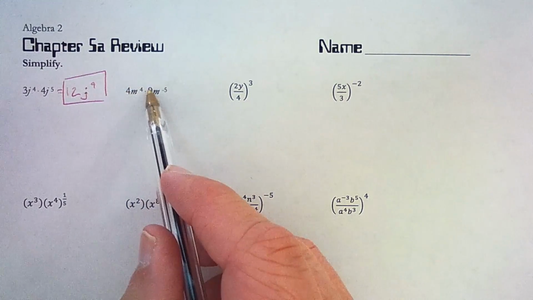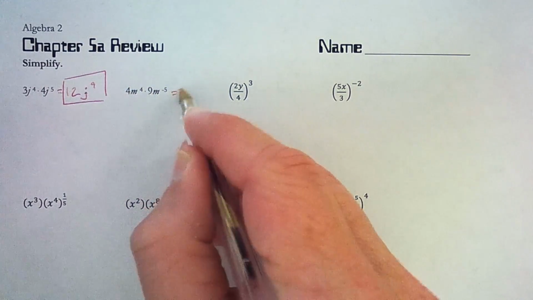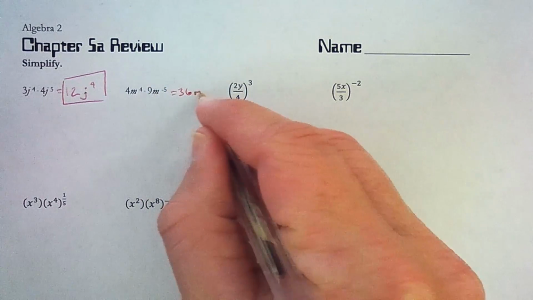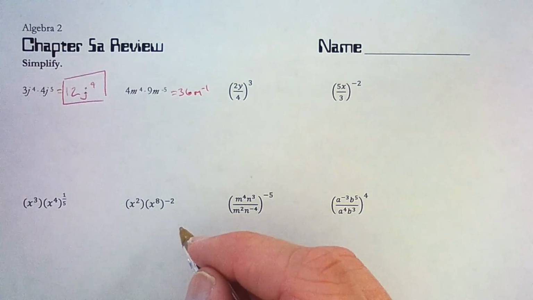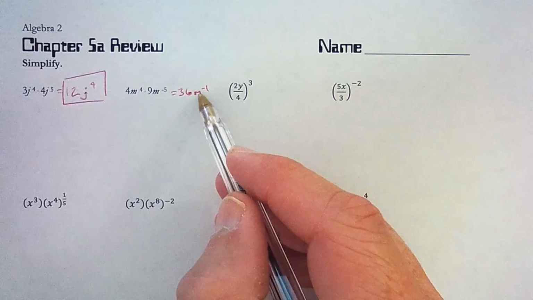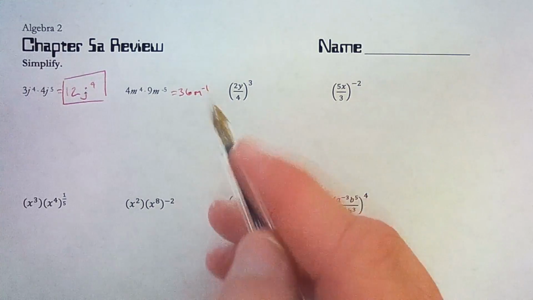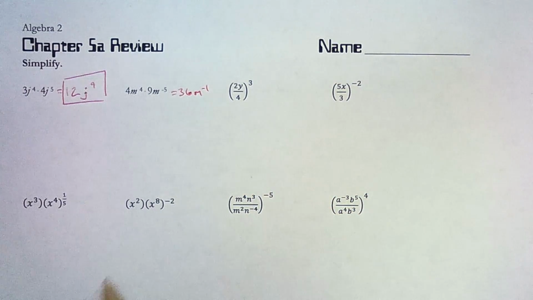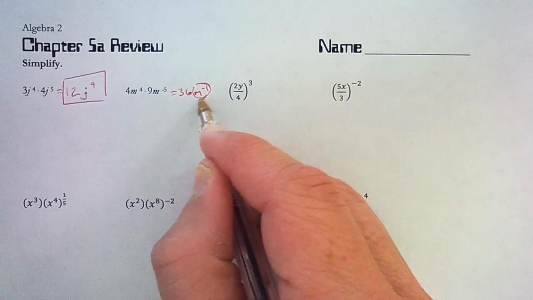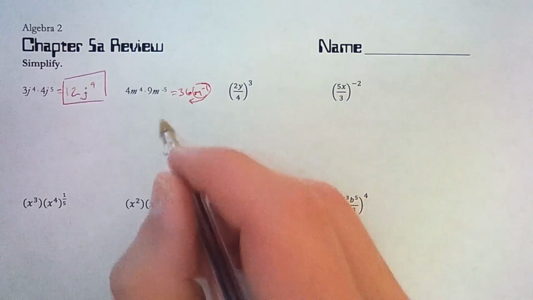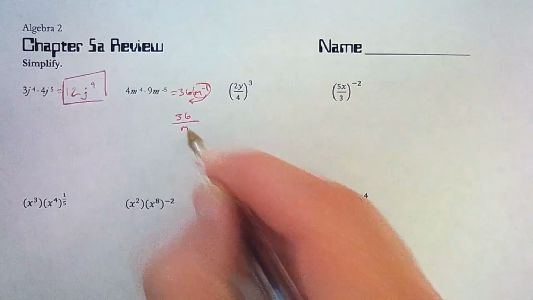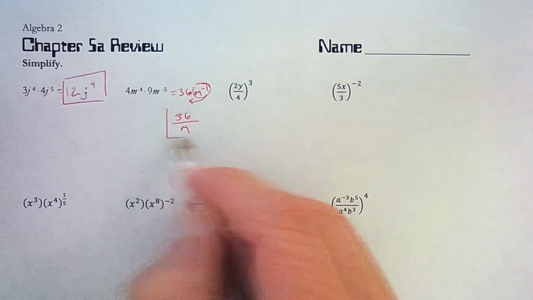Then here we have 4 times 9. 4 times 9 is 36. And we add the exponents. 4 plus negative 5 is negative 1. But we have another rule of exponents, and that's about these negative powers here. So m to the negative 1 power, we can't leave that as a negative 1 power. So what we're going to do is take that negative 1 power, move that m to the denominator, and it's going to become a positive 1 power. So it'll be 36 over m to the first power.